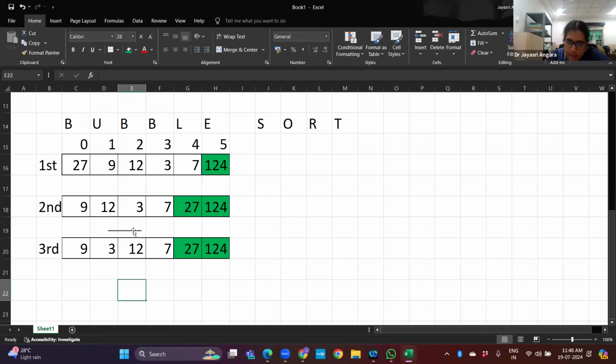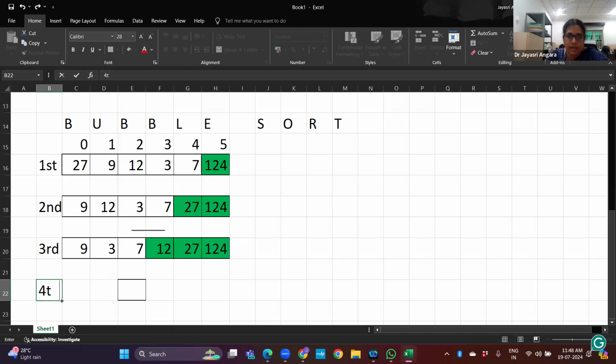So now let us compare 12 with 7. 12 is larger than 7, so here again swap is going to happen. 12 occupies the position of 7 and 7 occupies the position of 12. So if we see by the end of the third iteration, the last 3 elements are in sorted order. So 12 is there in its appropriate index. So now let us start with the fourth iteration.